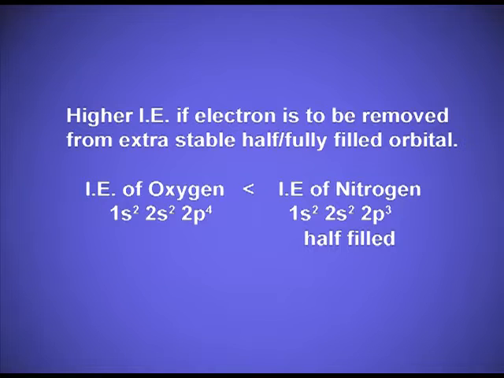The electronic configuration of oxygen is 1s2, 2s2, 2p4. 2p4 is not as stable as the nitrogen electronic configuration. So, when you pull out the electron, in the case of nitrogen, you need higher energy as compared to oxygen. We can compare that the 2p orbital is in both cases, but in the case of nitrogen, it is half filled.